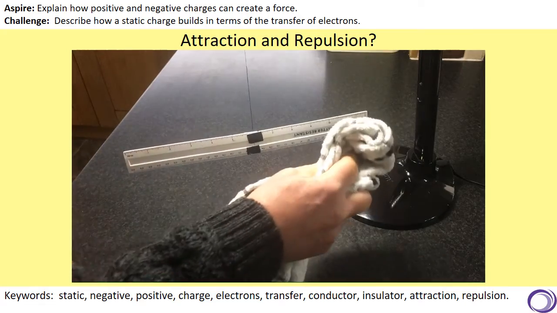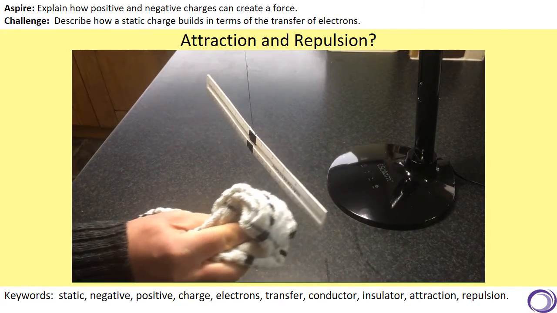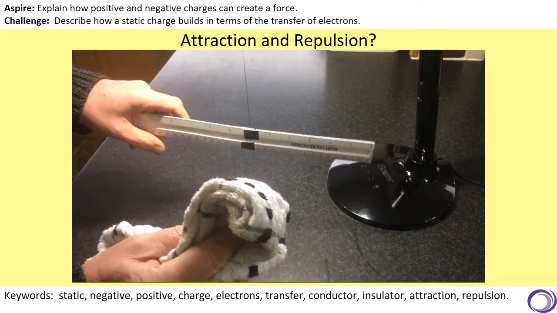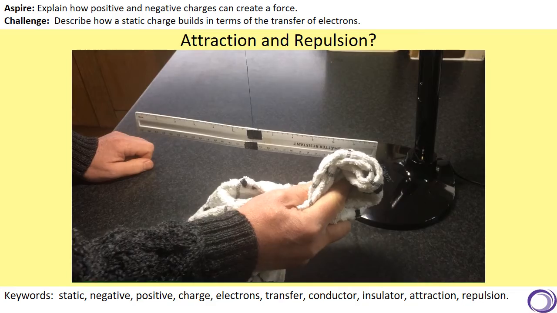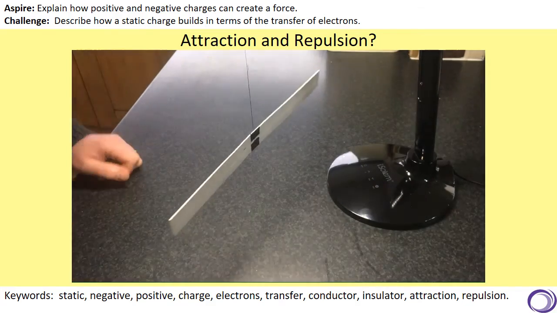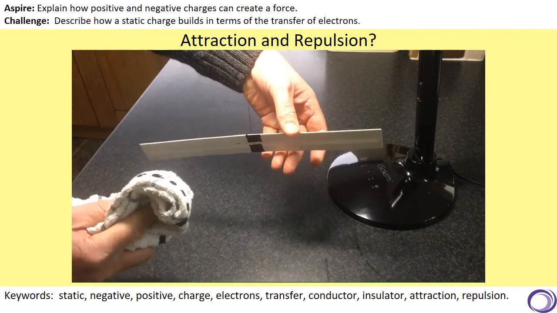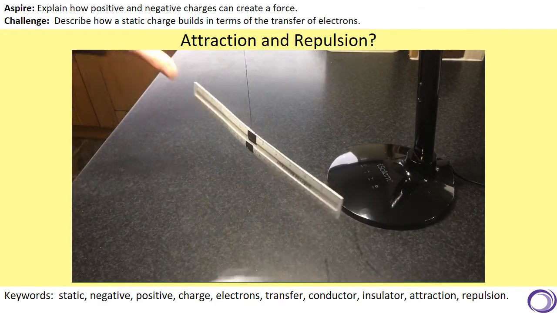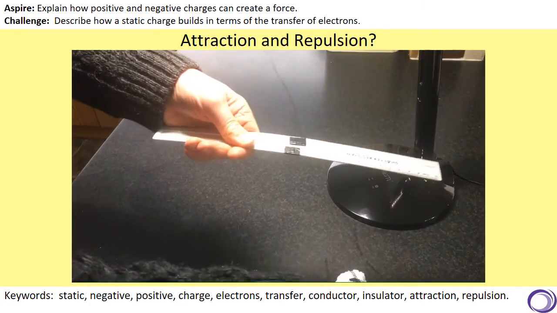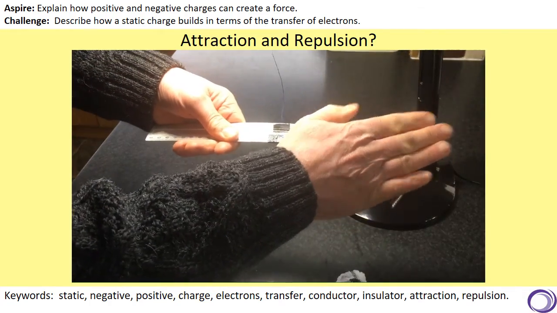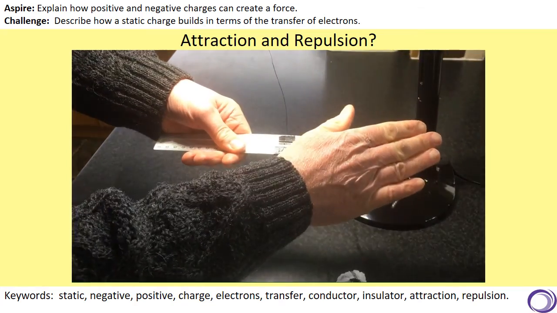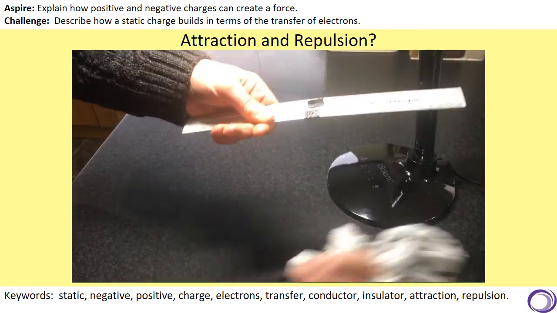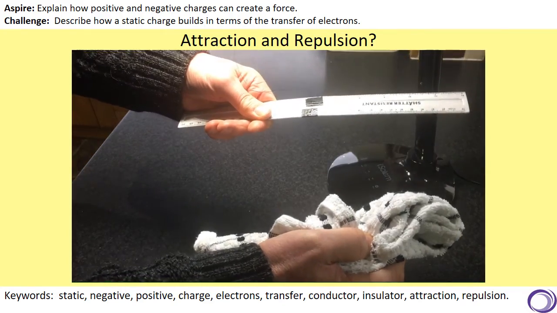If I then hold that cloth, we get attraction. So we're getting attraction from one charged object to the other charged object. Definitely attraction. Pull it back the other way. Attraction. And that's because, let's say it's this way around, that's got a negative charge because it's gained extra electrons, and electrons are negative. That's lost the electrons, so that's now positive. Negative, positive, opposite charges attract, so they attract.